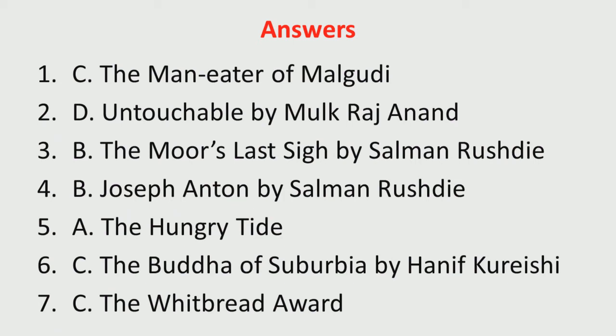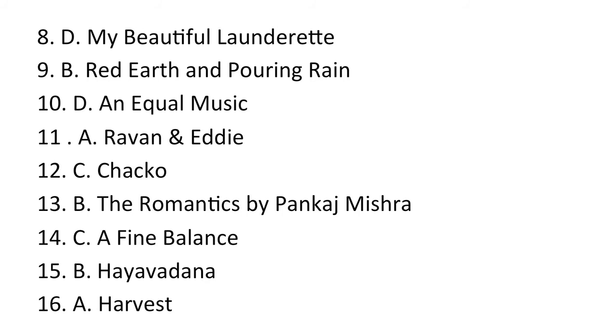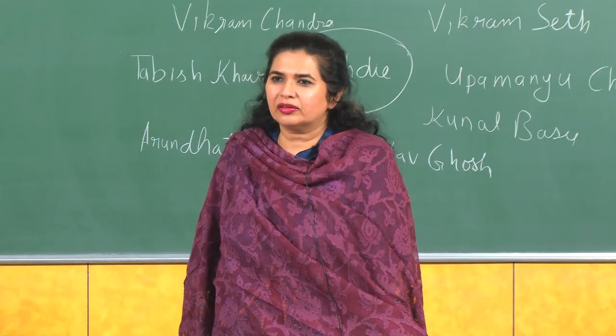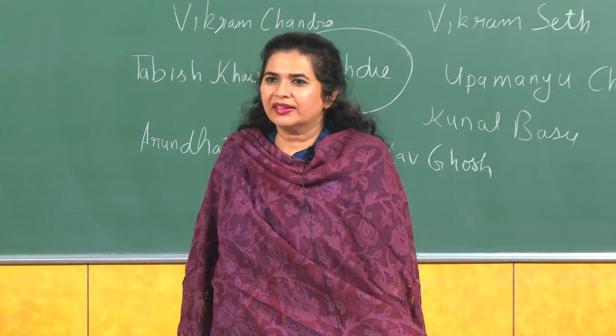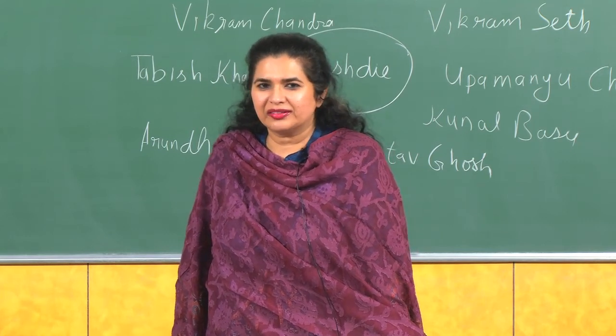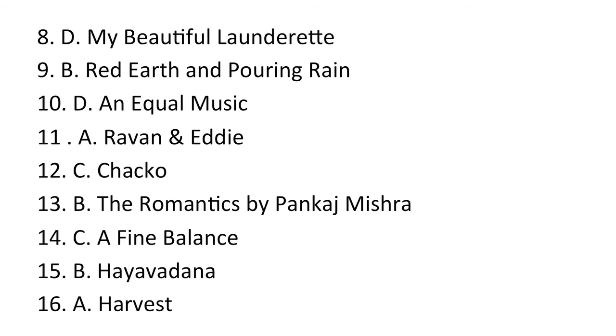So, number 7 is C. Number 8 is D. My Beautiful Laundrette, which is a play, a screenplay and also a movie, all by Hanif Kureishi. So, number 9 is B. Red Earth and Pouring Rain by Vikram Chandra. The title is based on a classical Tamil love poem. Number 10 is D. An Equal Music. This is Vikram Seth's An Equal Music.